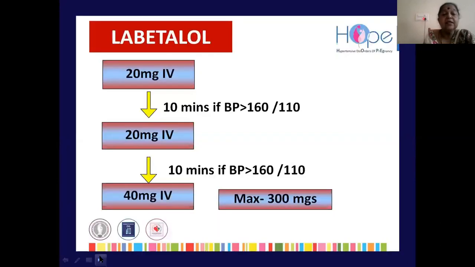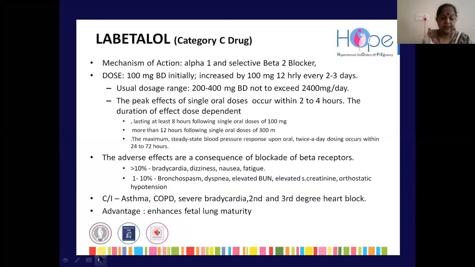Okay, so this is what we always keep in our labor room or anywhere in the eclampsia room. This is how we give labetalol: 20 milligram IV, over 10 minutes. If BP does not come under control, repeat the dose, and again you can repeat after 10 minutes with 40 milligram. So the maximum dose of labetalol is around 300 milligram. This is our FOGSI slides.